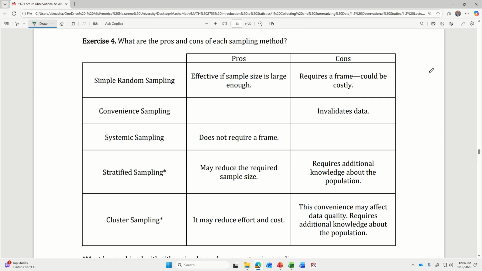Cluster sampling. The upside for cluster sampling is that only traveling to a few cities would reduce effort and cost. The downside is, what if the cities don't each represent your entire overall population distribution, right? Like, what if some of the cities are more left-leaning and some of the cities are more right-leaning? Then by only selecting some of the clusters, you might be biasing your data.